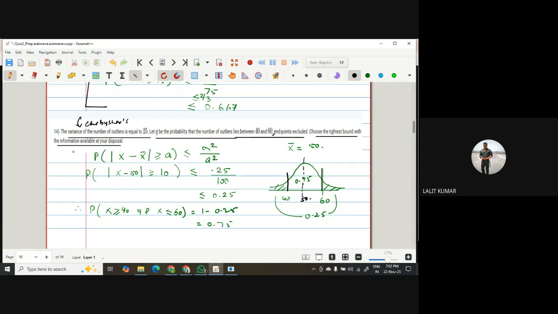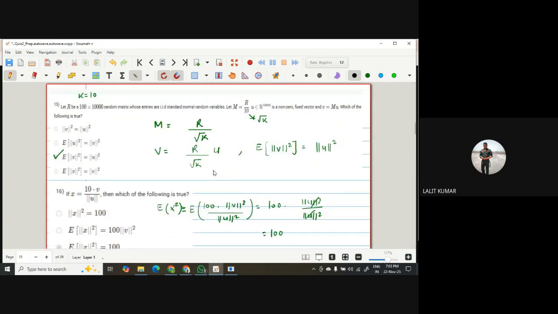So by using the Chebyshev, we can get this probability, and then subtracting from 1, we can get the required probability. So straight away we put in the formula P(|x minus 50| greater than or equal to 10), because 40 and 60 are at a distance of 10 from the mean. So that will become 25 by 100. They have given variance 25, so 0.25. Now the probability of this one will become 1 minus 0.25.